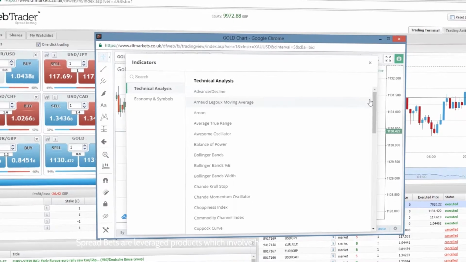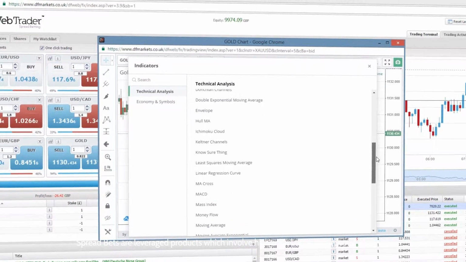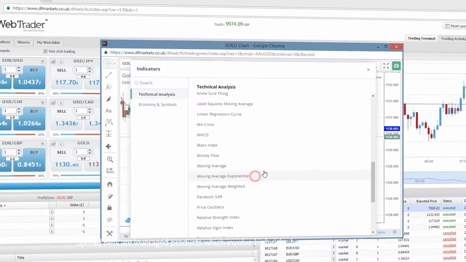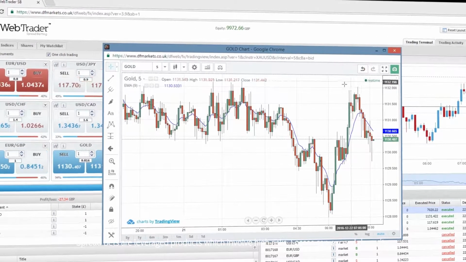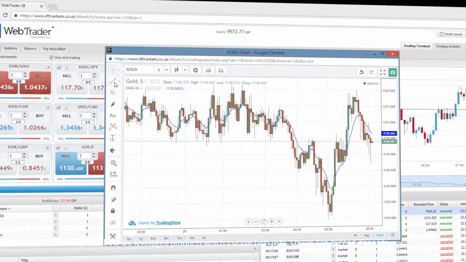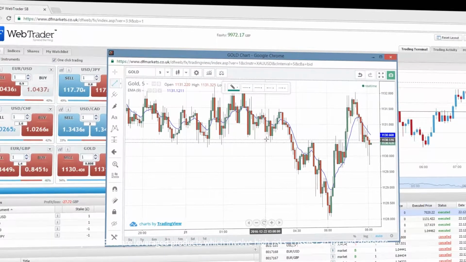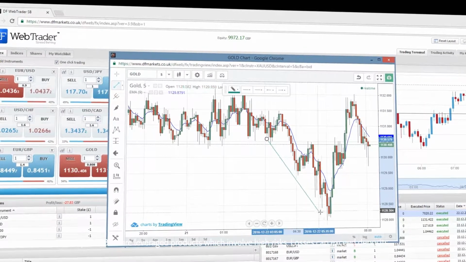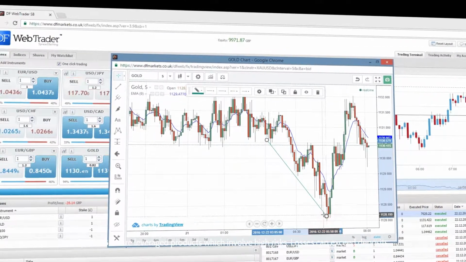The charts offer a large number of indicators which you can use. The drawing panel provides access to a full set of tools for implementing the most widely used methods for technical analysis.